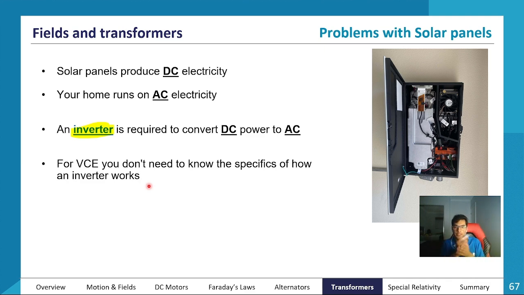And for the scope of VCE, you don't really have to know how it works. All you need to know is that an inverter is required to turn DC electricity from a solar panel into usable AC electricity that you can use at home.